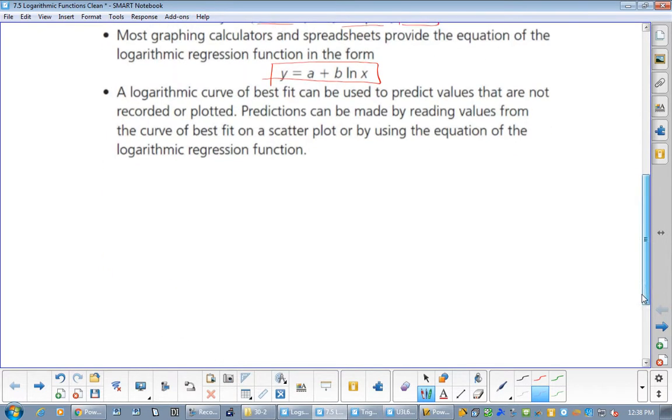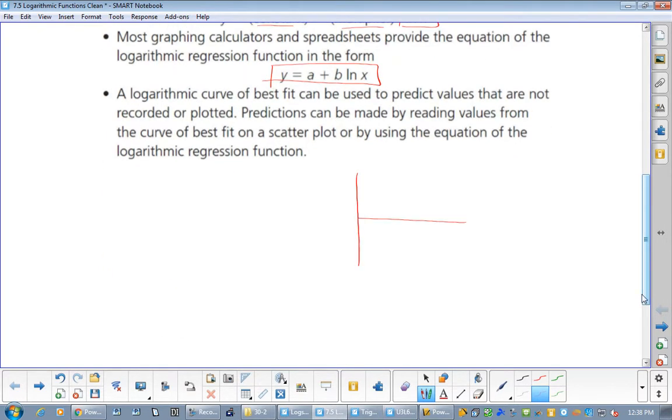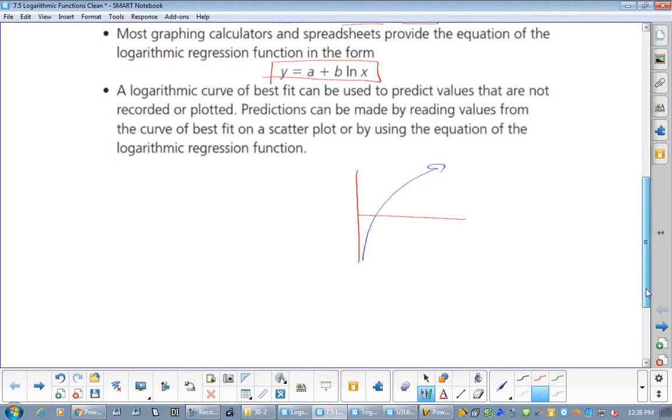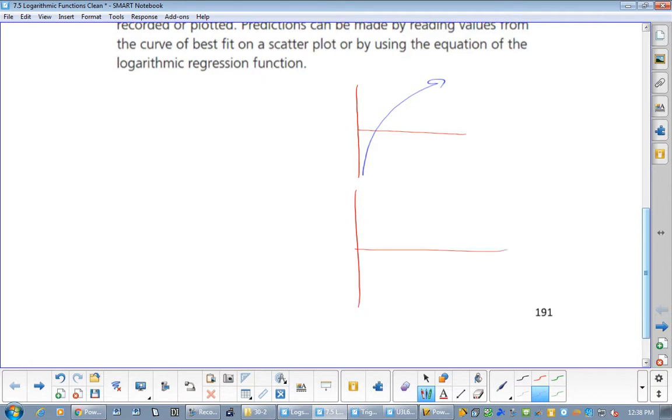Now remember that our log curves will either go like this, or like this. Those are our log curves. What's the domain of both of these? X is greater than 0, okay? What's my range? Y is in the reals. What is the x-intercept? Okay, so that's what the little picture is going to look like.